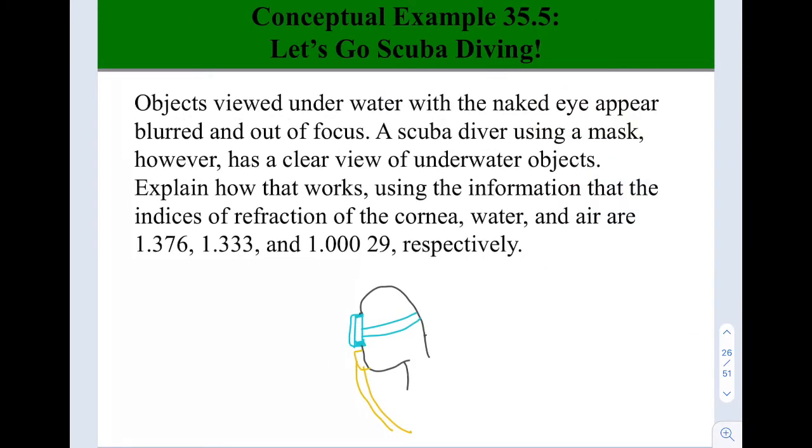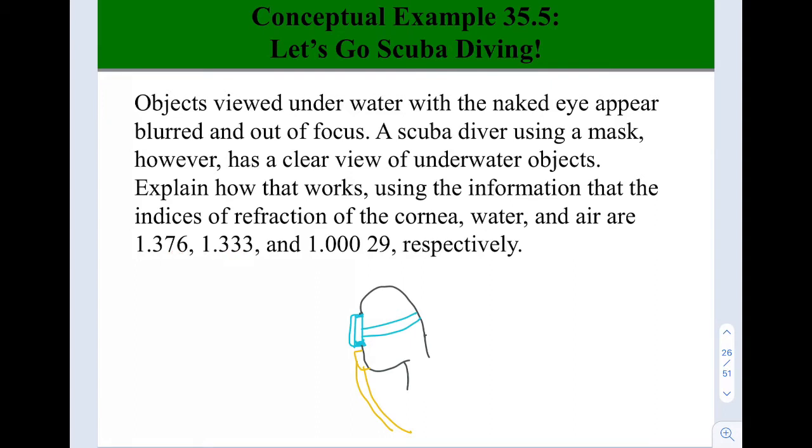Let's go scuba diving. Objects viewed under water with the naked eye appear blurred and out of focus. A scuba diver using a mask, however, has a clear view of underwater objects. Explain how that works using the information that the indices of refraction of the cornea, water and air are 1.376, 1.33, 1.0029 respectively.